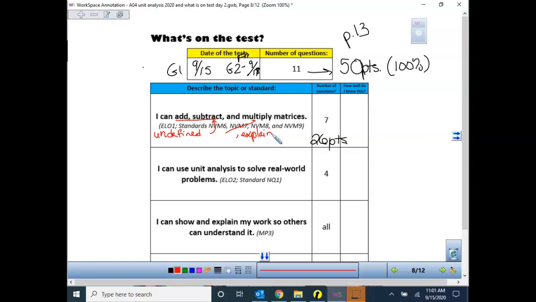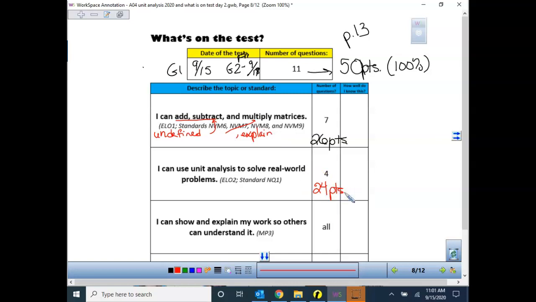There's going to be one question that's like a level 4 question. It's optional. You don't have to do that one when you are taking a look at it. So looking at the unit analysis problems, there's going to be 4 of those. They are 24 points.